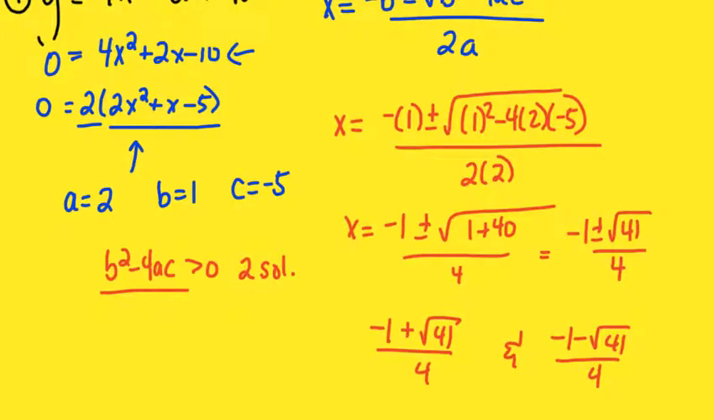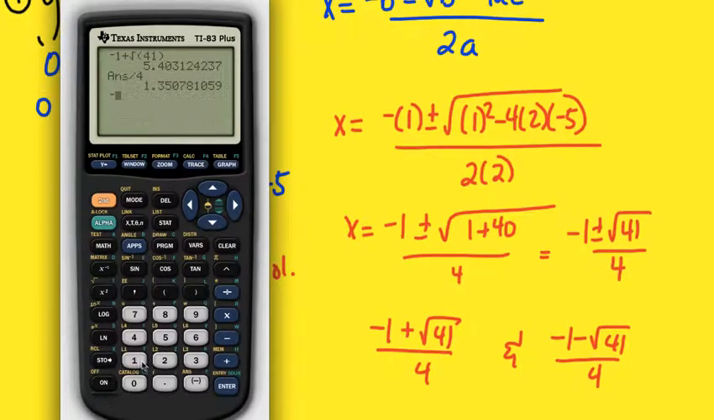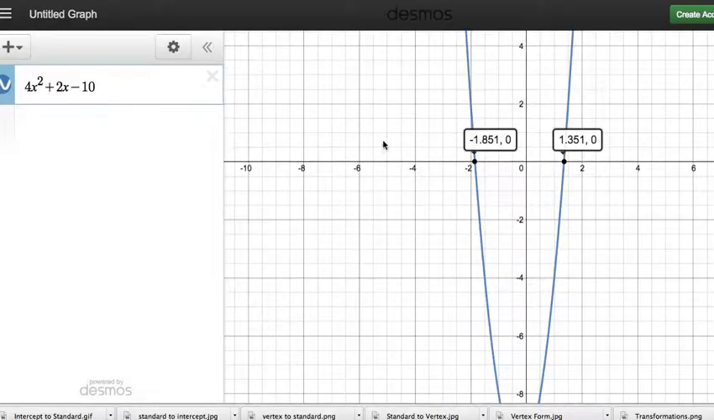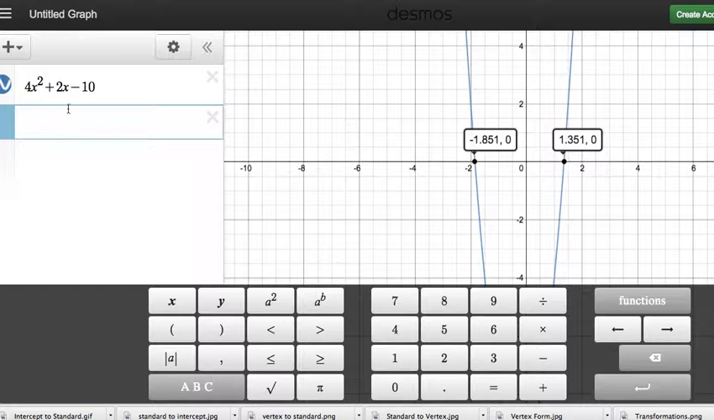If I did the other one, and I did negative 1 minus the square root of 41, I want to get the other root, or x-intercept, or zero. Remember, there's a lot of words for that one thing. It is negative 1.85, which if I look back here, negative 1.85 is the root. So again, those roots are approximated here. The quadratic formula allows you to do that as exact numbers, which have a radical in them, which makes them irrational.